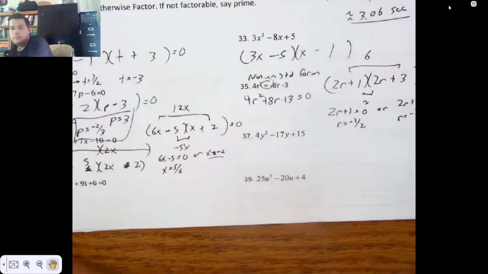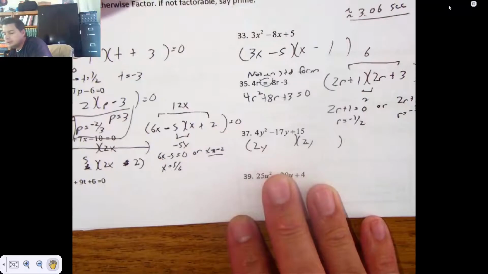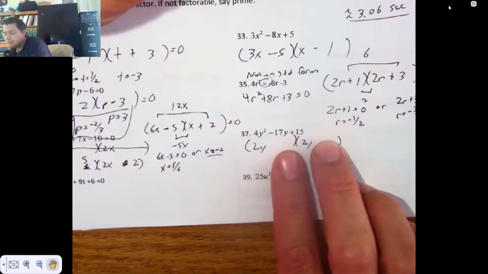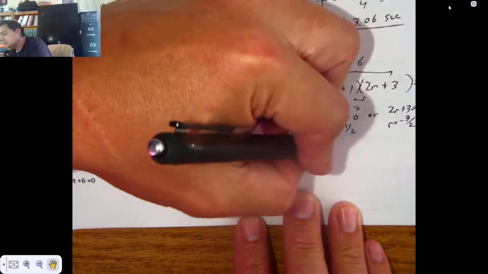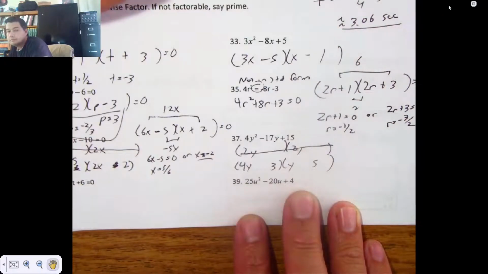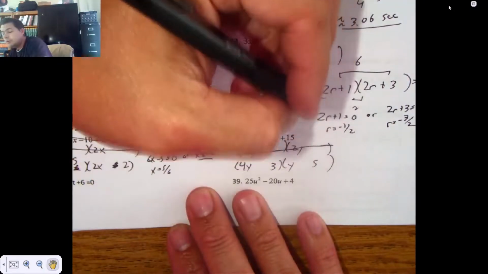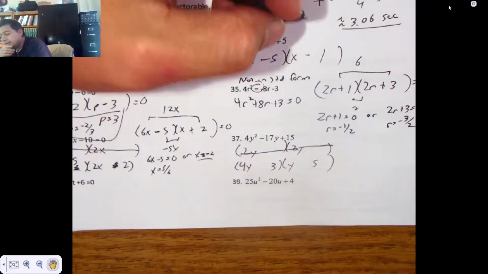37. 4y squared minus 17y plus 15. 2y, 2y, 5 and 3. No. 4y and y. Yep, that's it. 5 and 3. Yes, checked. Missed it. Try it again. No, didn't. This isn't right.